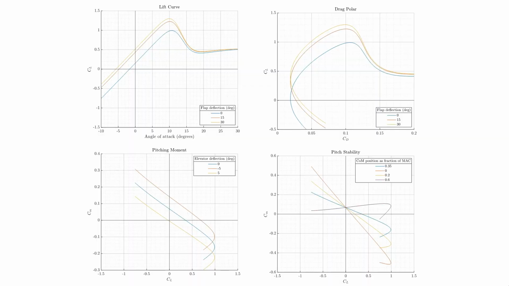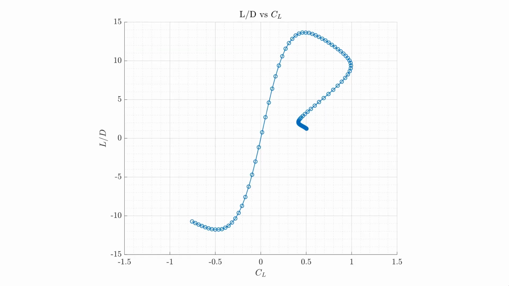The lift curve shows that an angle of attack of 10 degrees must not be exceeded to avoid stall. And the drag polar shows that a drag of 0.1 would provide highest lift, whereas pitching moment is telling us that having an elevator deflection of 5 degrees would provide the most stable control of the aircraft, and the pitching stability shows that the COM position must be less than 0.6 to avoid stability issues. And this plot over here just shows that L over D is maximized at a CL of just less than 0.5.